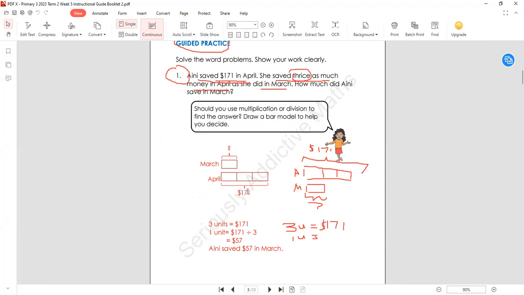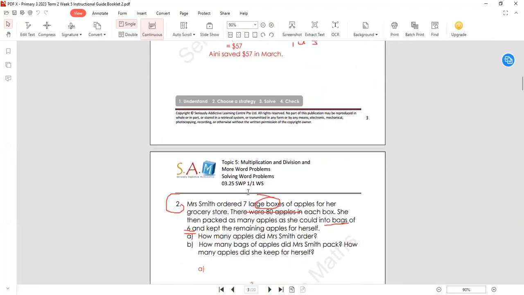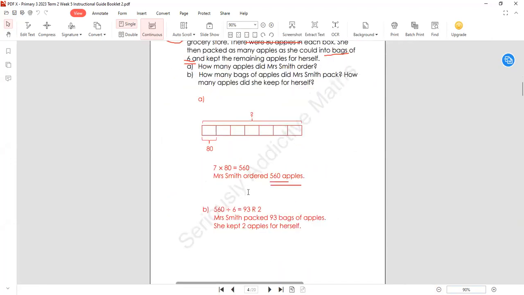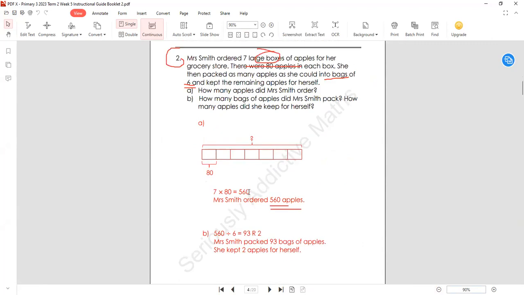Get them to do this on their own, right? Ask them to draw this up. So no need to demonstrate. Make sure that they're able to do this on their own. And then try doing question 2 as well. So they should know how to do this. 7 large boxes, 18 in each box. I believe they should be able to do this. And then after that, that's part A.